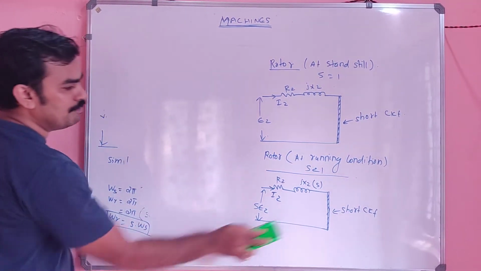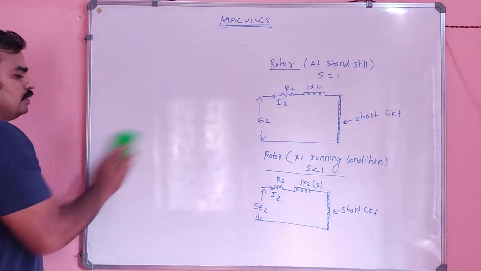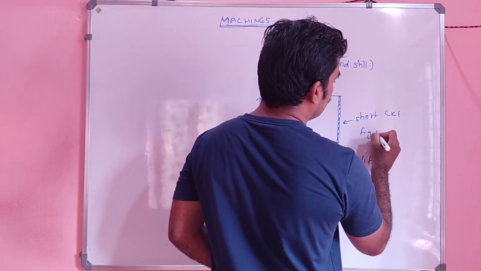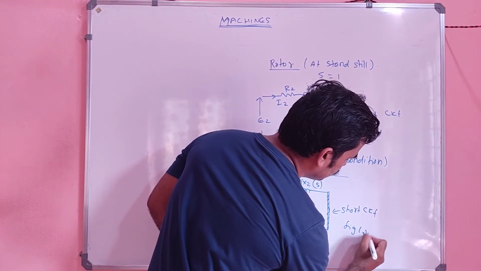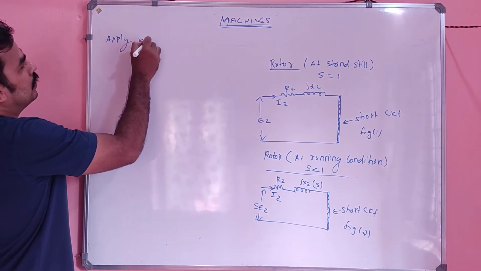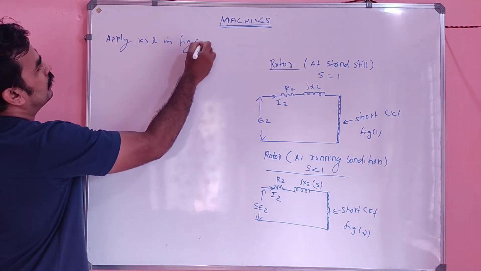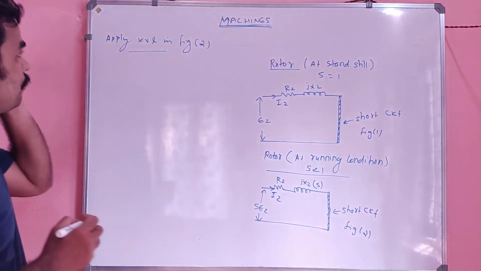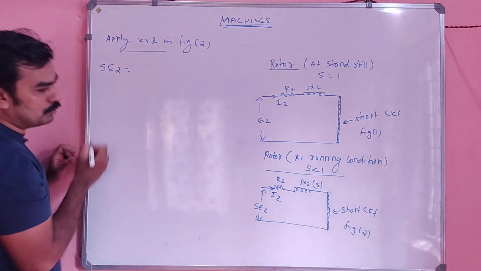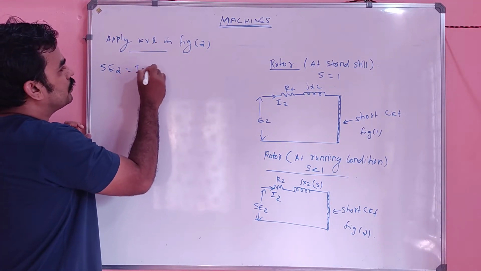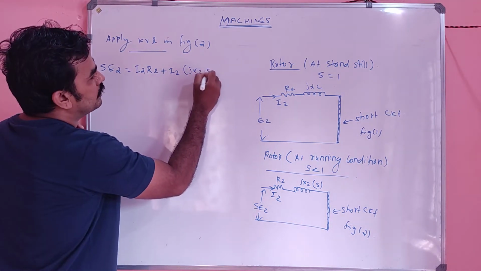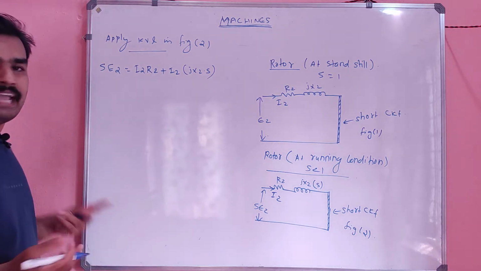I am going to apply KVL here. Let this be figure 1 and let this be figure 2. So apply KVL in figure 2. What do I get, my dears? It will be S into E2 equal to I2 into R2 plus I2 into jX2 into S, correct? Simply you applied the KVL equation.